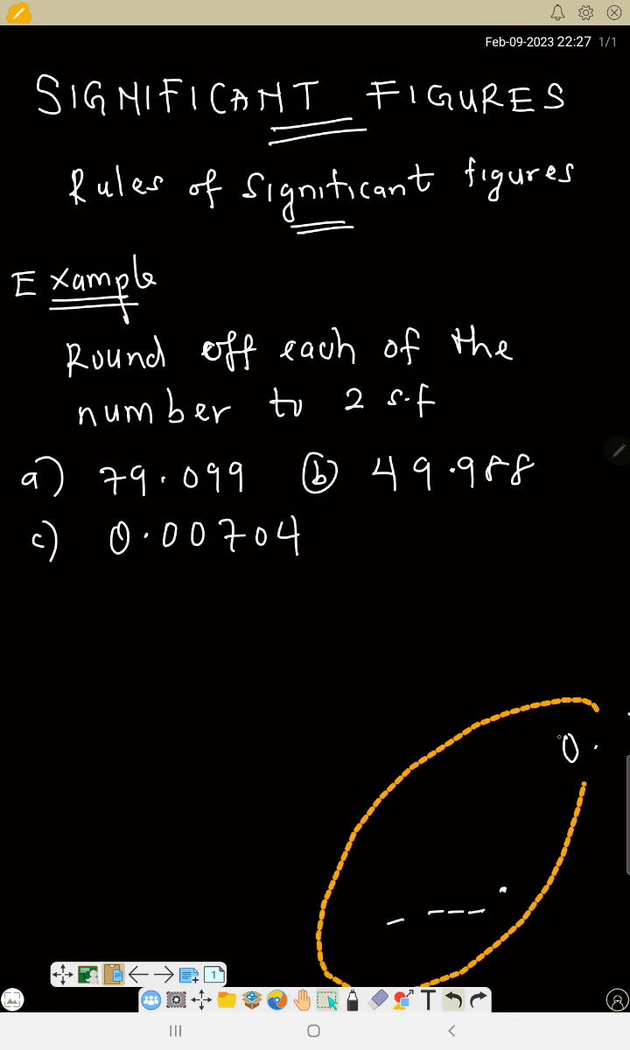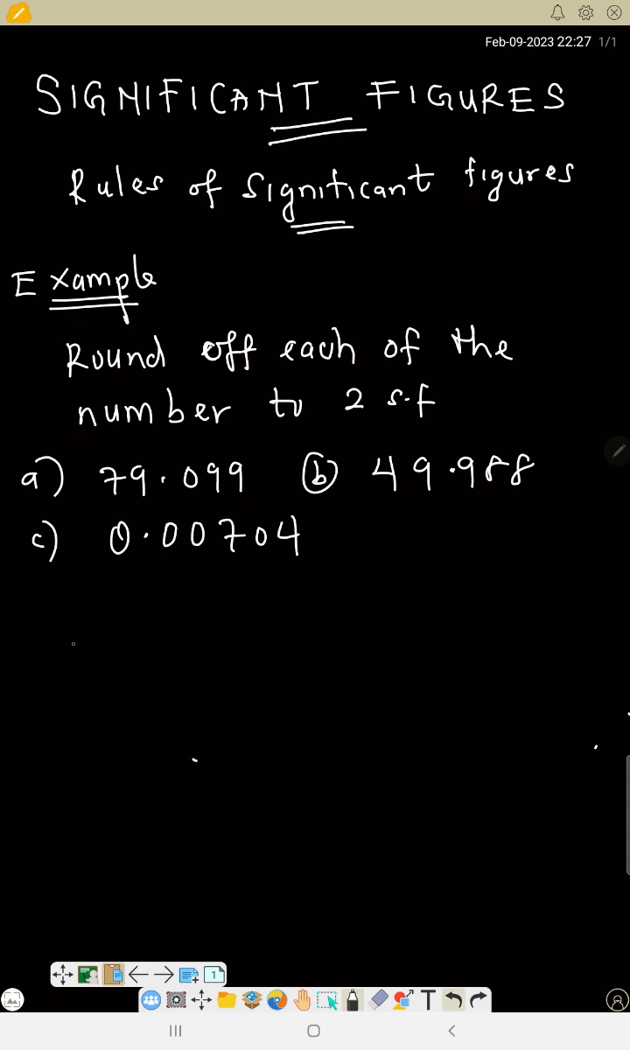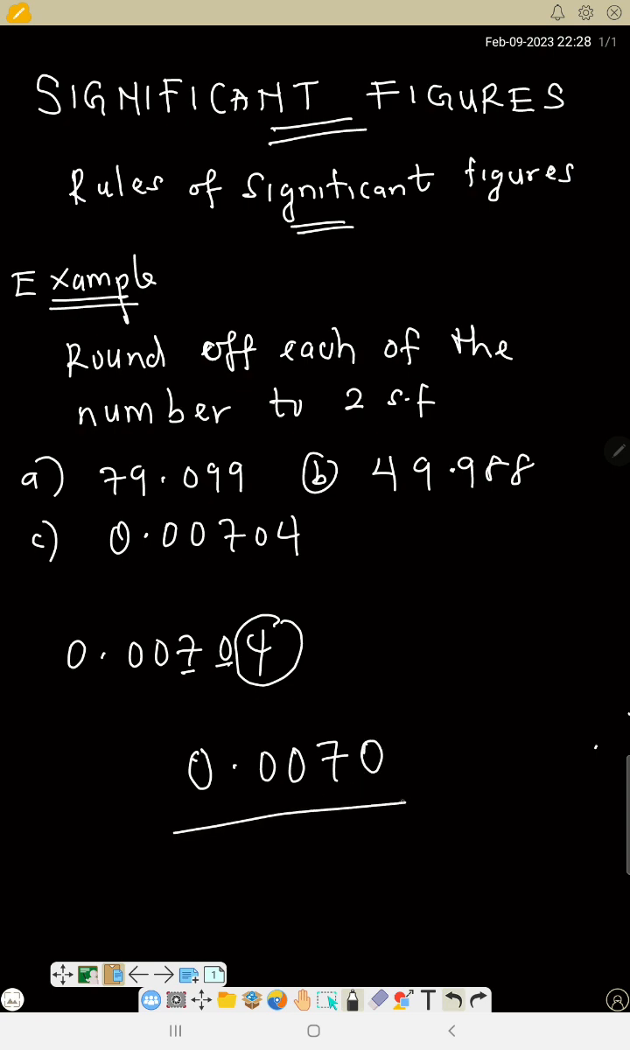Now the next one, 0.00704. Now to two significant figures. All these leading zeros are not significant. That means I'm starting from here. So this is 1, 2. Now the number that follows where I want to stop is 4. I don't need to add 1 because it's not up to 5. So my answer is 0.0070. So this is two significant figures. Remember, immediately you see a number like this, any zero that follows is important. So this is 1 2, two significant figures.